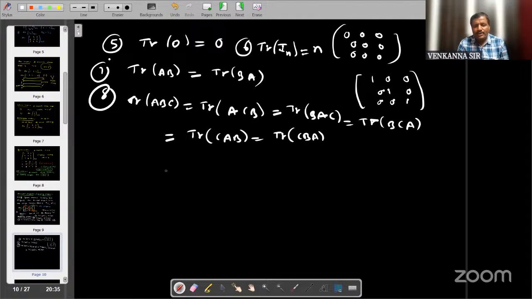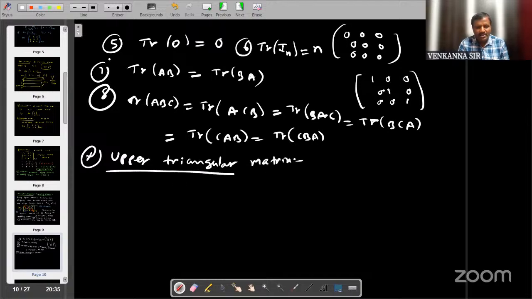Is that clear to all of you? Trace is clear, principal diagonal trace. The next type of matrix here is the upper triangular matrix. Today most of the session is going with the concepts and some numericals also. After completion of types of matrices, we will discuss all the numericals. Upper triangular matrix.